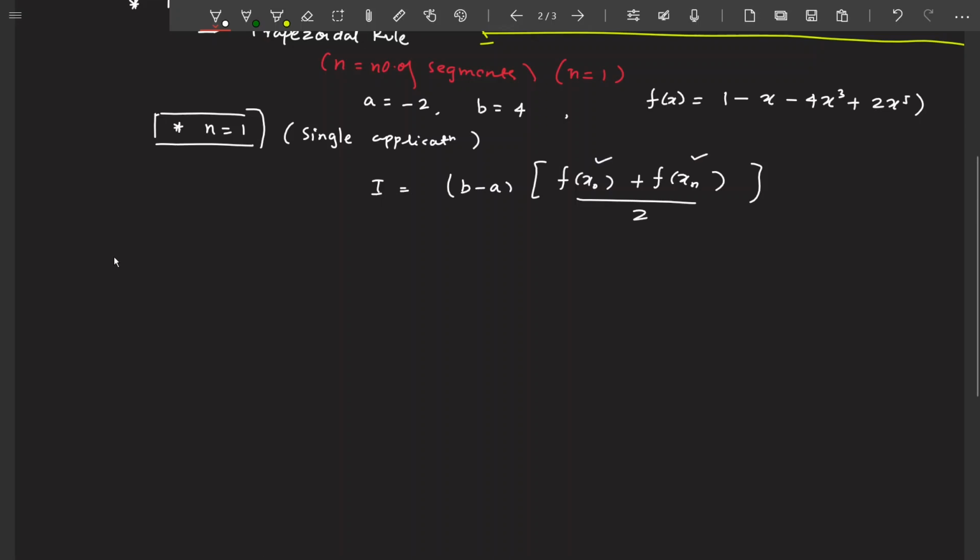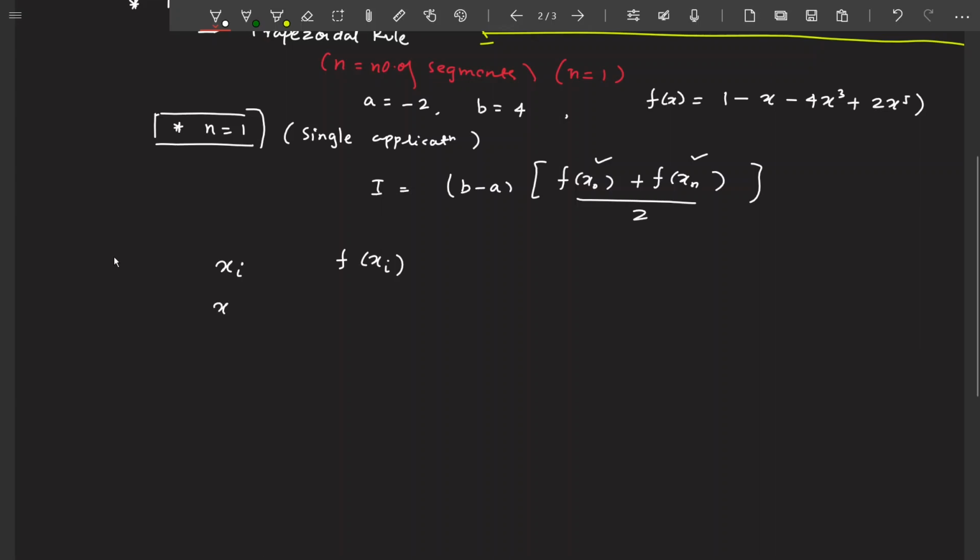But when you do a problem where the value of n is more, you have to calculate f of x at a lot of points. So it's always a good habit to solve this problem in a tabular format. Let us talk about the first column and the second column. So this is x of i and function of x of i.